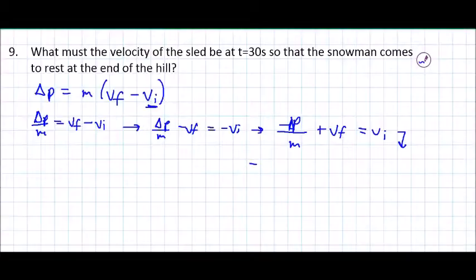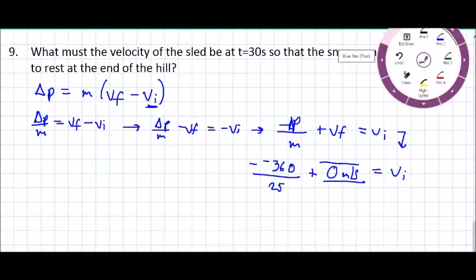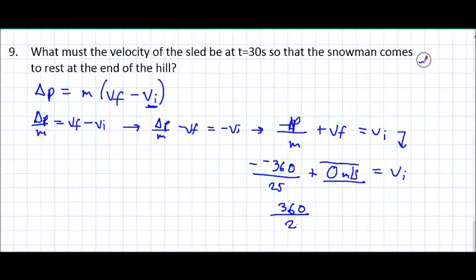We have negative 360 over m plus 0, which is because he comes to a stop, so he will have 0 meters per second velocity. Let's not forget that this becomes positive, so if we want to just make it more clear, it was 14.4 meters per second.